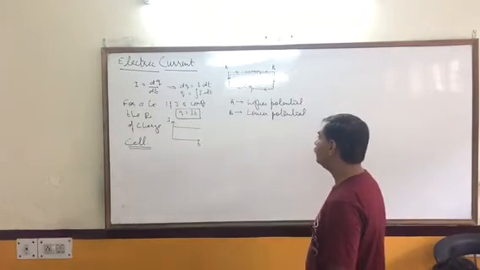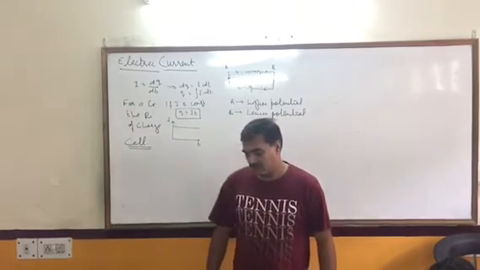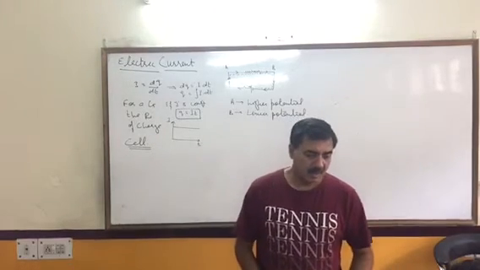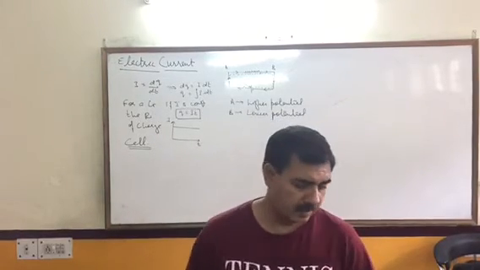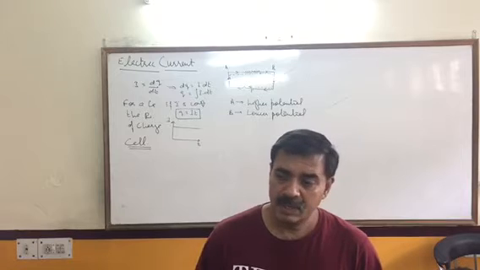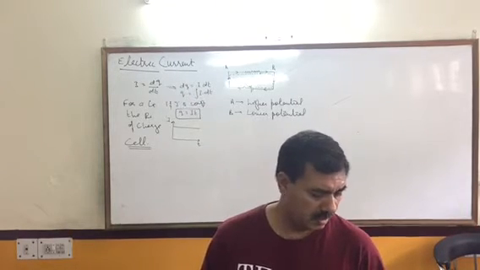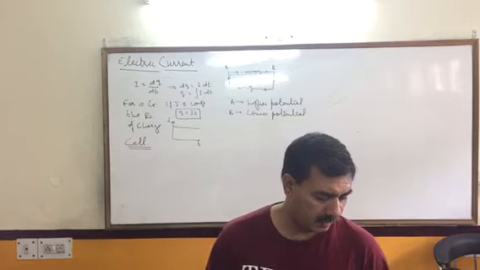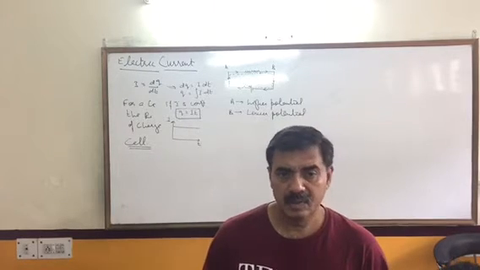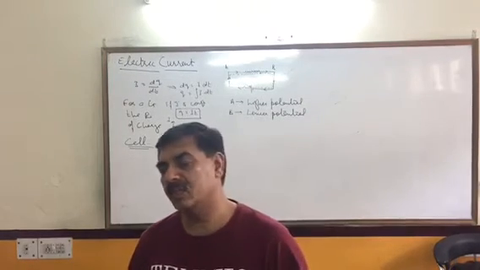Question. A current of 5 amperes passes through a wire for 1 minute. What is the charge on the wire?